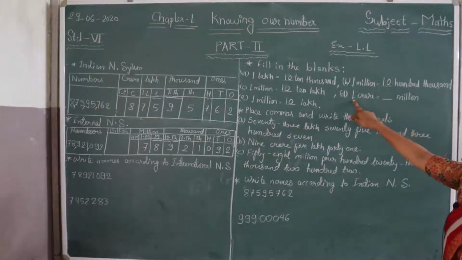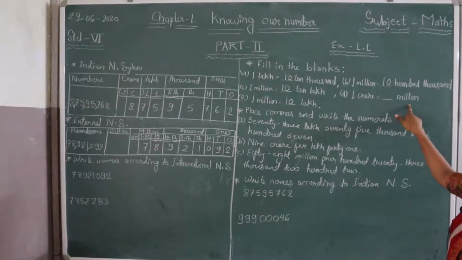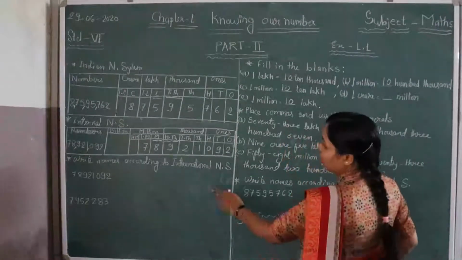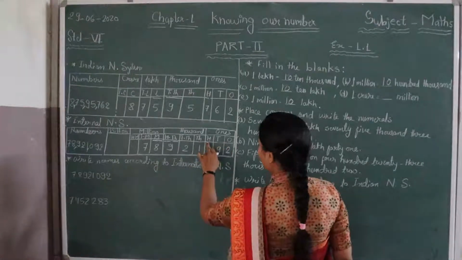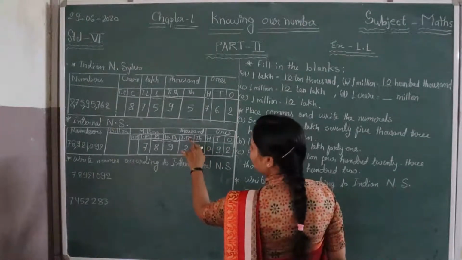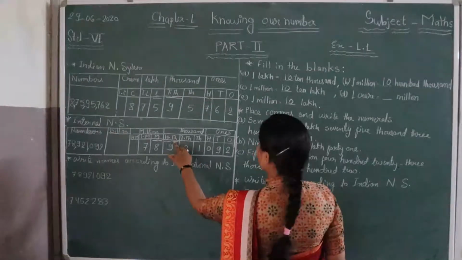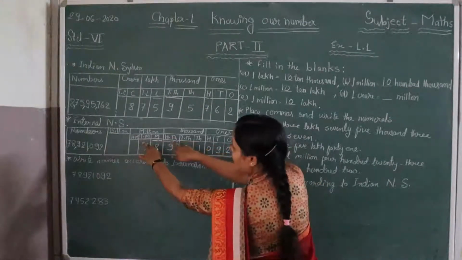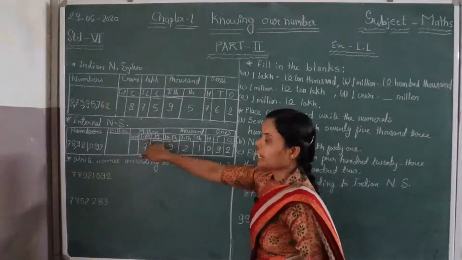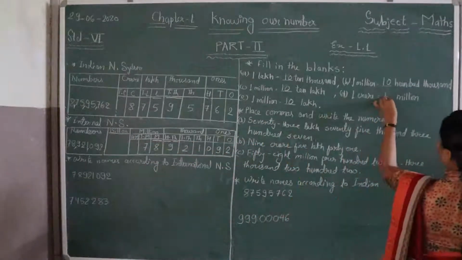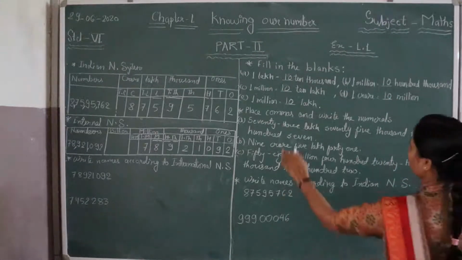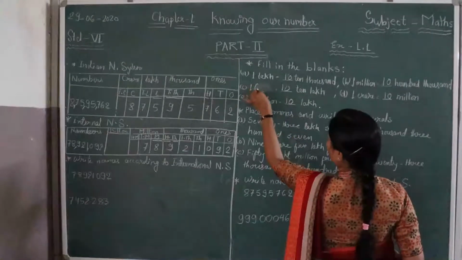Then 1 crore is equal to blank million. Ones, tens, 100, 1,000, 10,000, 100,000, million, 10 million. So here lakh, 10 lakh and crore. Understand? So here 10 million is equal to 1 crore, and here is crore.